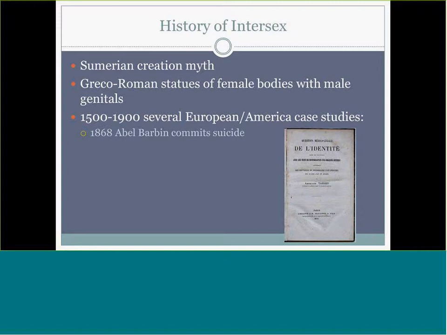And the history of intersex is really interesting. There were a lot of case studies from the 1500s to the 1900s in Europe, but the most famous is Abel Barbin, who committed suicide in 1968. He was raised as a female, came from a very poor background, went to a private school, had multiple relationships with women, and then switched to male gender. He had been examined by a doctor earlier in life who noted ambiguity, but when he committed suicide, a physician came and actually noted his physical findings and wrote it up. And he had written a memoir, and people who consider themselves intersex celebrate his birthday as a day. So very interesting.